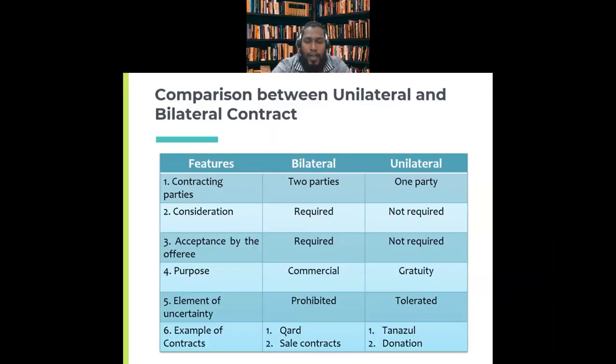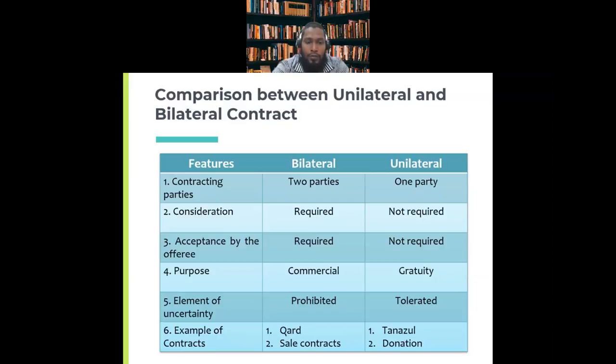So this is the table to show the differences. Usually a unilateral contract needs one party, a bilateral needs two parties. For unilateral, no consideration is required, so somebody can just give a gift without any price. But for bilateral, there should be a consideration. For unilateral, acceptance is not needed, but for bilateral, acceptance is required. A unilateral contract is mostly for gratuity, gift, or donation, while a bilateral is commercial, for mutual exchange.